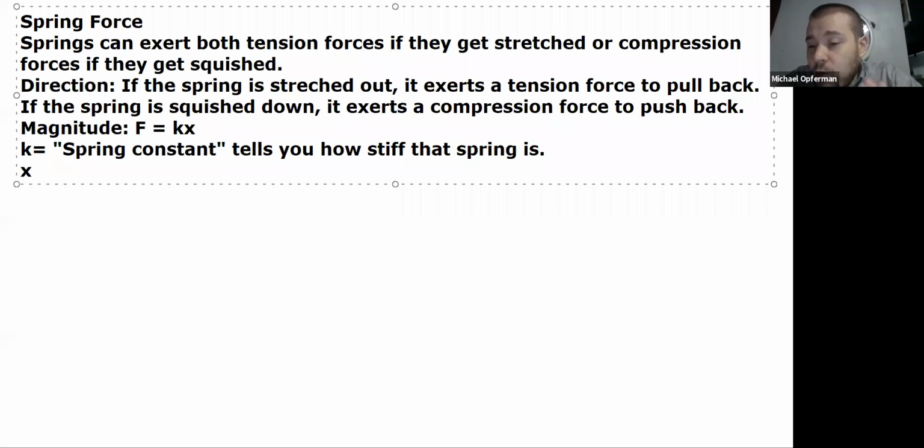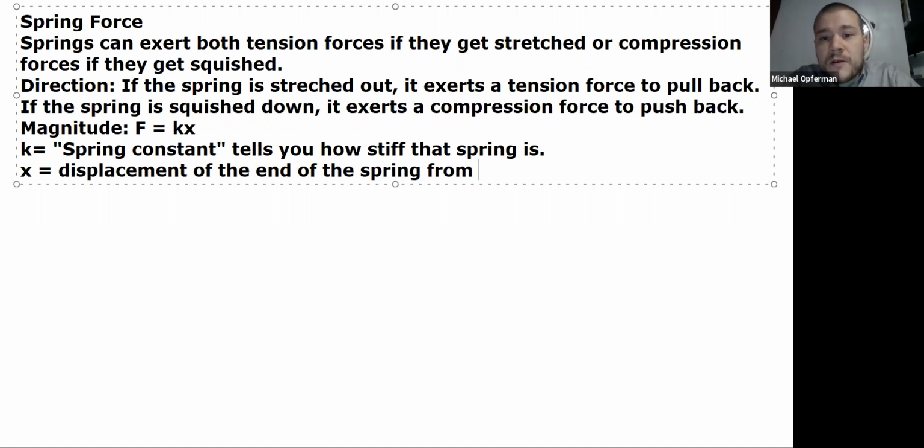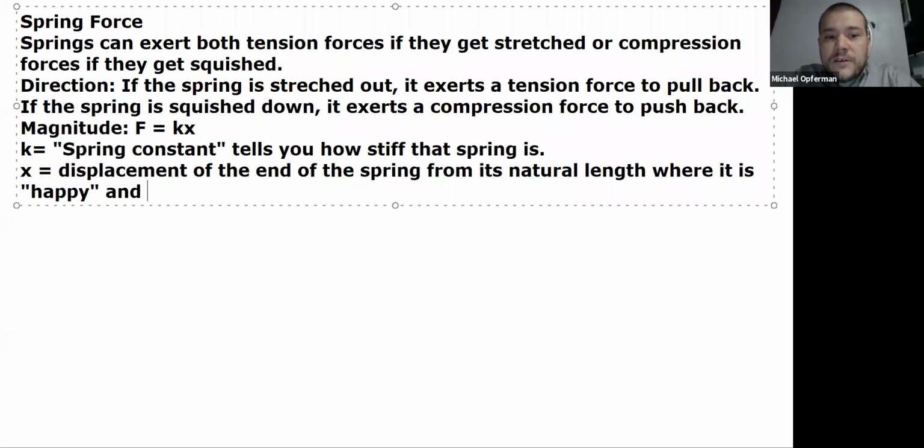This one, you definitely want to pay attention to what exactly X means, because this is the most common thing people get wrong when trying to apply the idea of spring force. X is basically the displacement of the end of the spring from its natural length, where it is happy and exerts no force. This length is called the rest length of the spring.